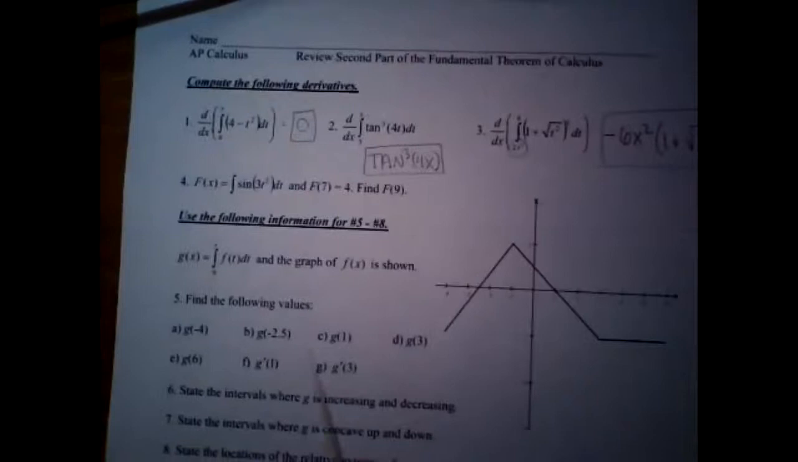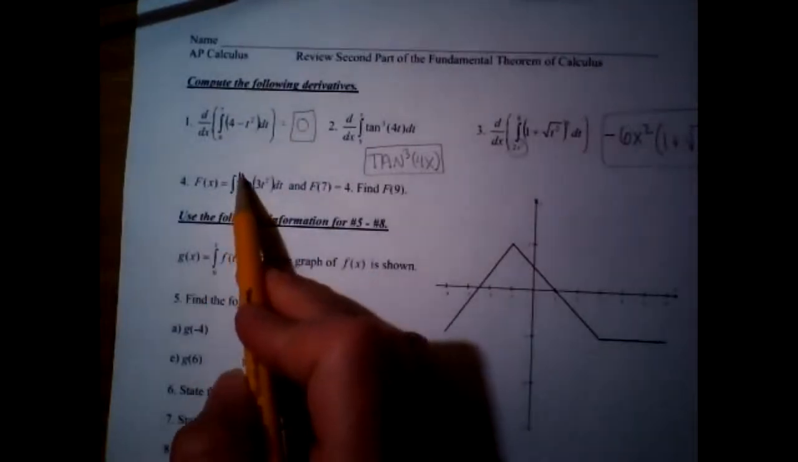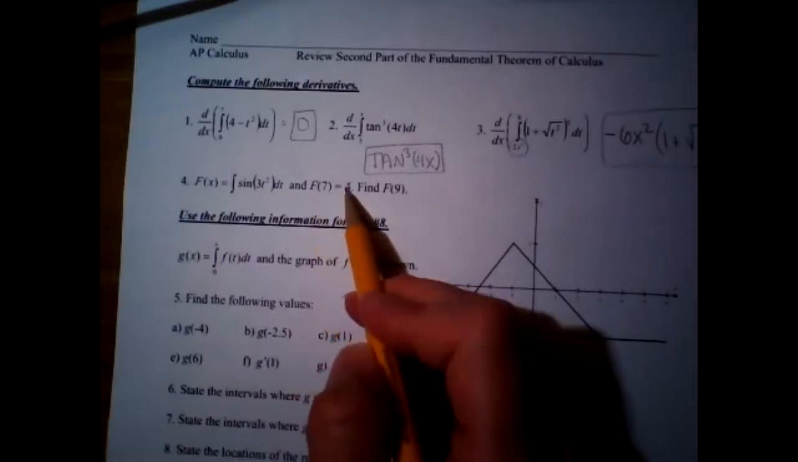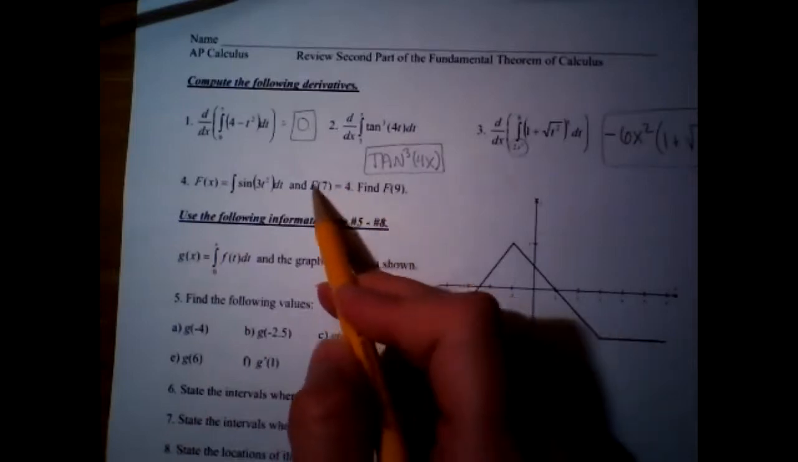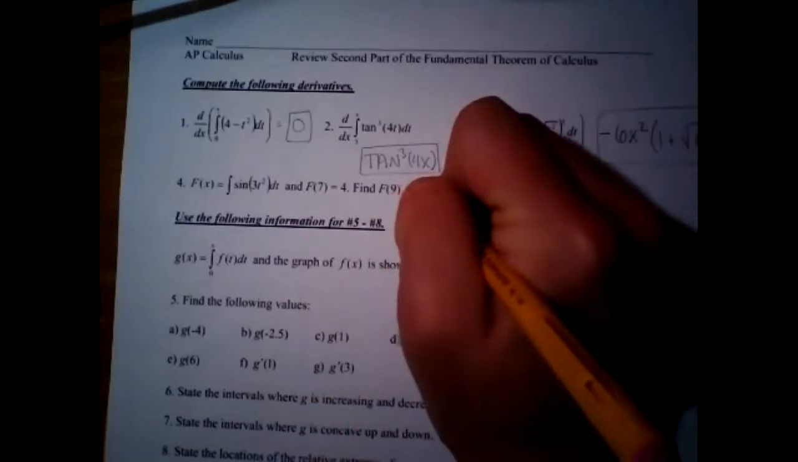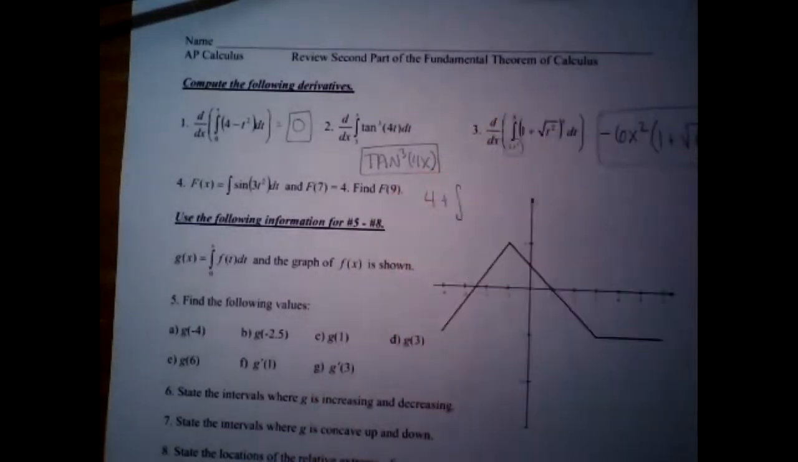All right, number 4. We're given this function that's an antiderivative. This is in terms of an integral. This is accumulation here. F of 7 equals 4, find f of 9. This is like a lot of the ones in the homework that we just did. This f of 7 equals 4 is an initial condition. We're starting at 4. This is going to be 4 plus accumulation.